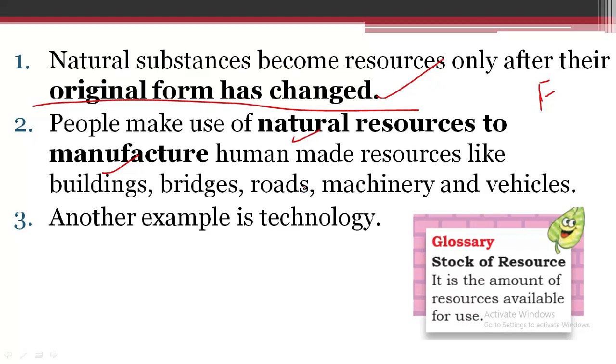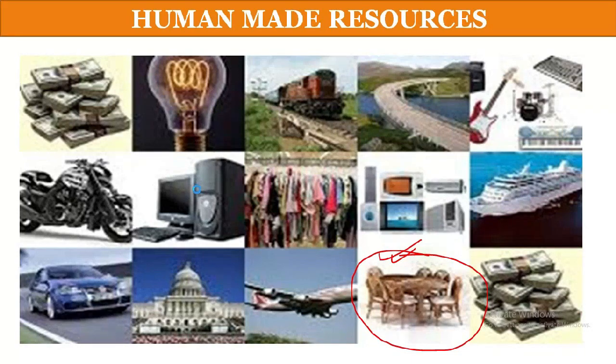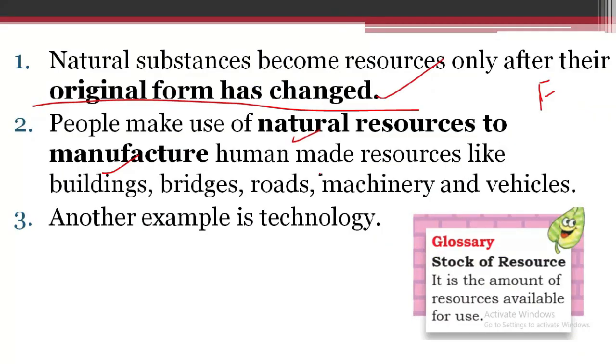Now let us have a look at a few examples of resources. Human-made resources are buildings, bridges, roads, machinery and vehicles, which we have already seen in this picture. Another good example is technology, which is benefiting us the most in the present time. Students, let us learn one more term, stock of resource. As you can see, it's already written there, it's the amount of resources available for use. So the key word here is amount. Basically this word amount corresponds to the stock.